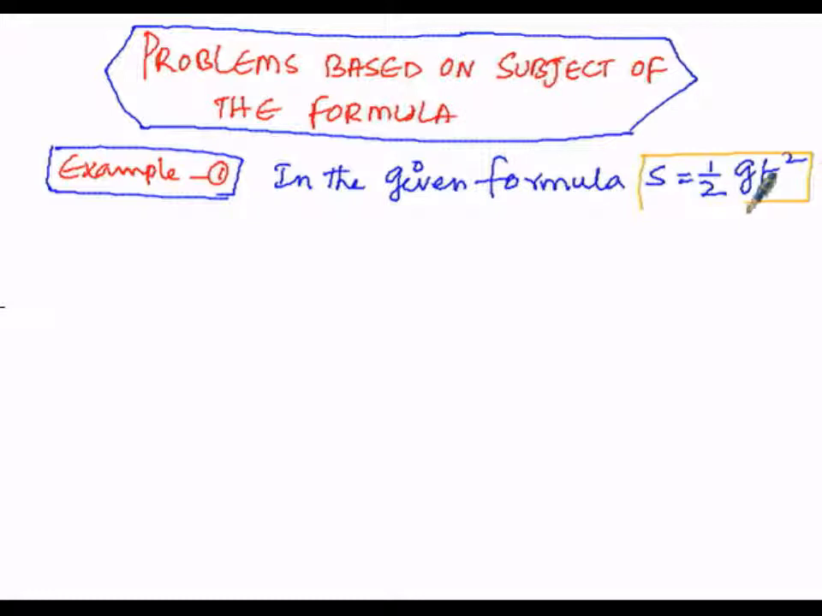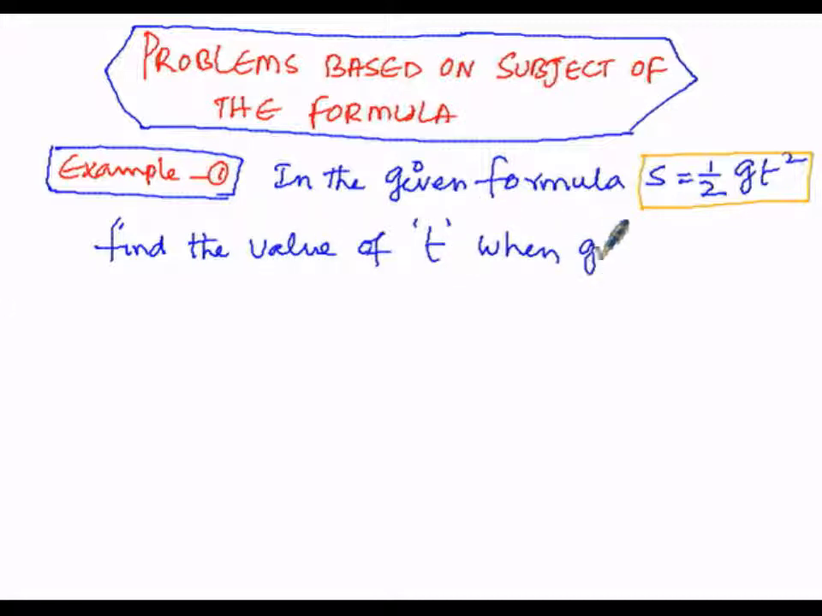In this given formula, the subject is S because S is alone on the left hand side and its coefficient is 1. Then we have to find out the value of t, which is on the right hand side. We have to make this t the subject. Later we have to find the value of t when g is 7.5 and S is 15. So, now let us go for the solution.